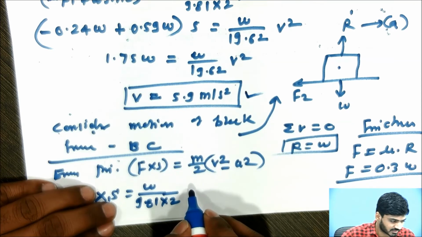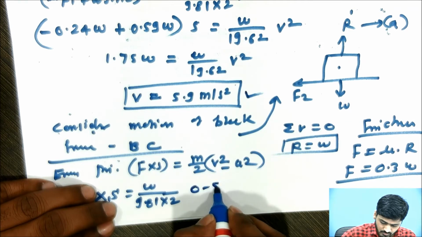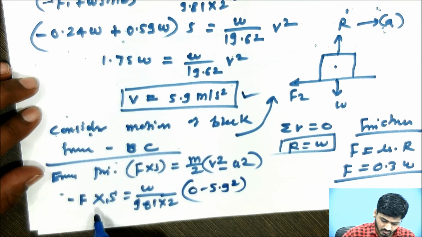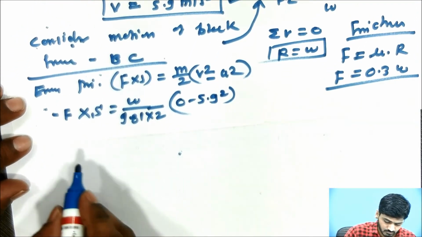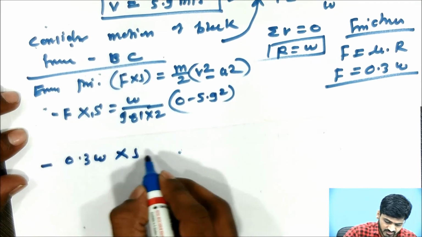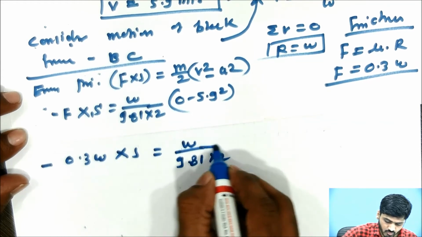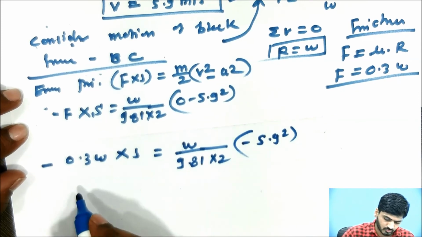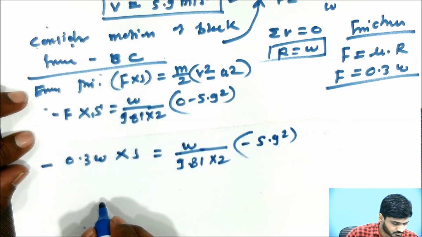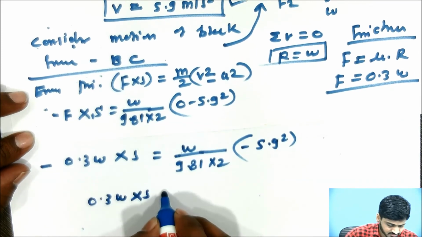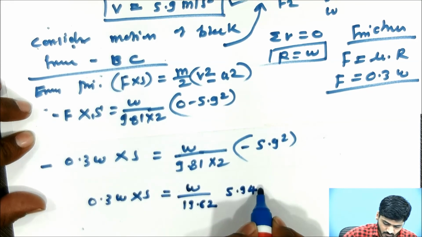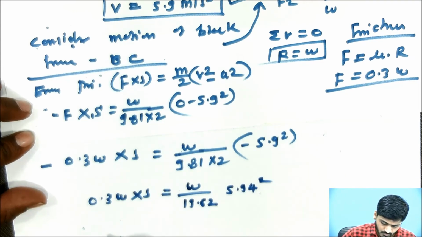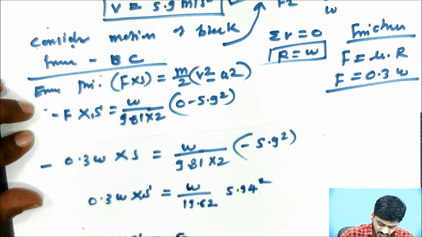So you may consider here 5.9 square. Now you may put the value, and 0.3 W is there, so minus 0.3 W into S is equal to W divided by 9.81 into 2 minus 5.9 square. So minus you may cancel those particular values here. So 0.3 W into S is equal to W divided by 19.62 into 5.9 square. Now we want the value of S. Do the calculation. W gets cancelled, only S remains. So the value of S is 5.9 meter.